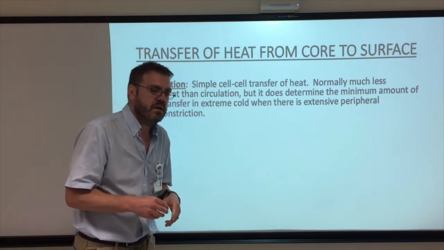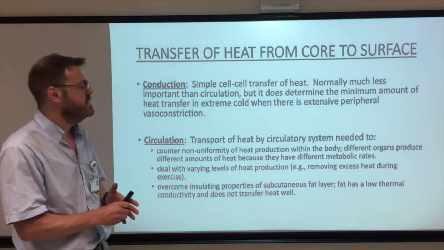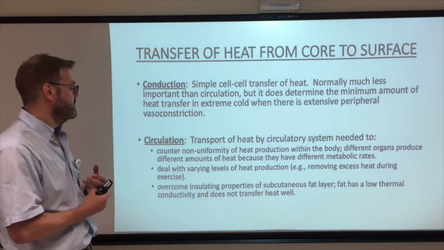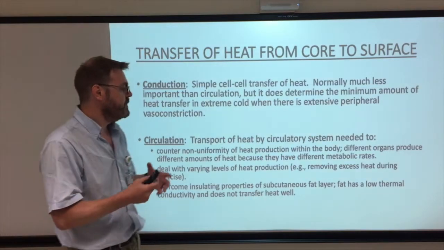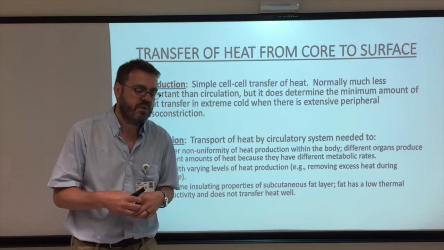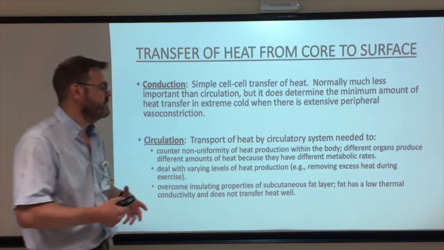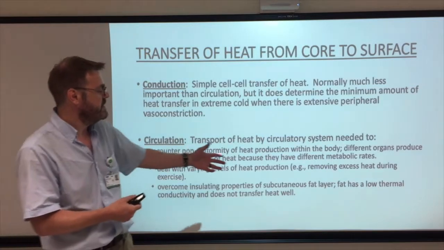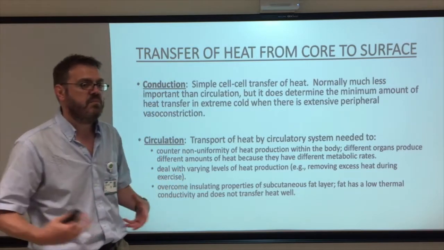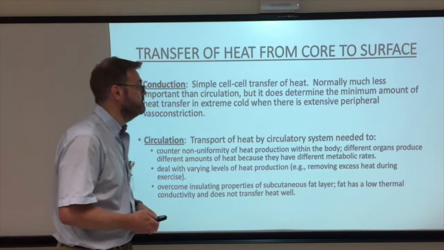What you're left with is the basal level of thermal conductivity. But the circulation then is the transport of heat by the circulatory system that's needed to perfuse the body with oxygen, and this will deal with varying levels of heat production. It'll overcome the insulating properties of your fat, and it'll counter non-uniformity of heat production within the body. Different organs produce different amounts of heat because they have different metabolic rates, and so this circulation will dissipate the heat from different organs and keep your core at a more constant temperature.